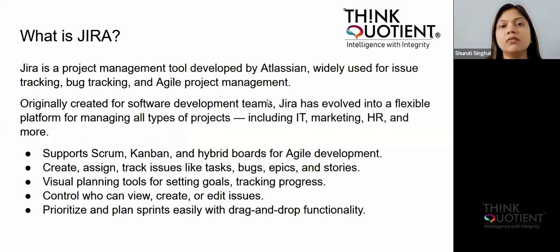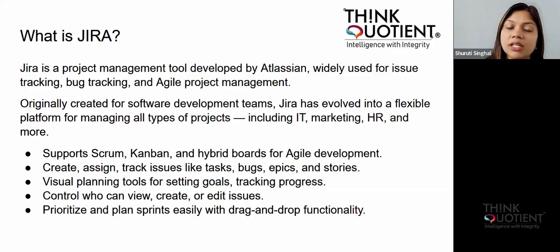So before starting with the Scrum management, let us understand what is Jira and what it is supposed to do. Jira is a project management tool which was developed by Atlassian. It's an Australian company. Jira is widely used for issue tracking, bug tracking, agile management, and project management. Agile projects are those projects in which we have the deliverables in the form of iterations, which are delivered in the form of sprints. All these things can be easily done with the help of Jira.